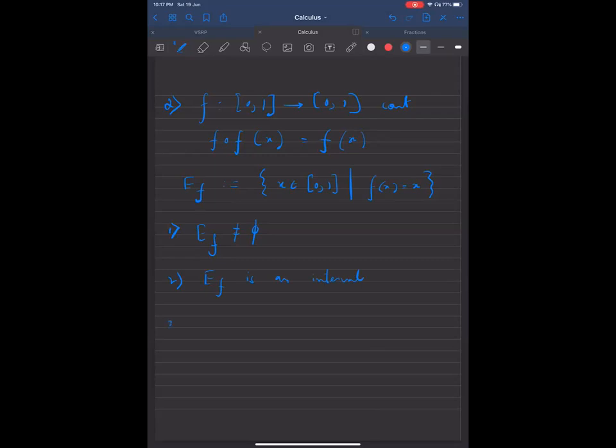So, okay, we'll discuss what is an interval. First question is that. And the third is to find all such functions. So firstly, what is an interval? What is the meaning of this word? Anyone?